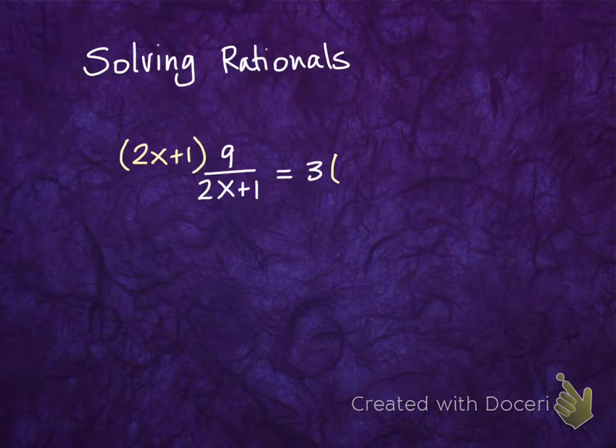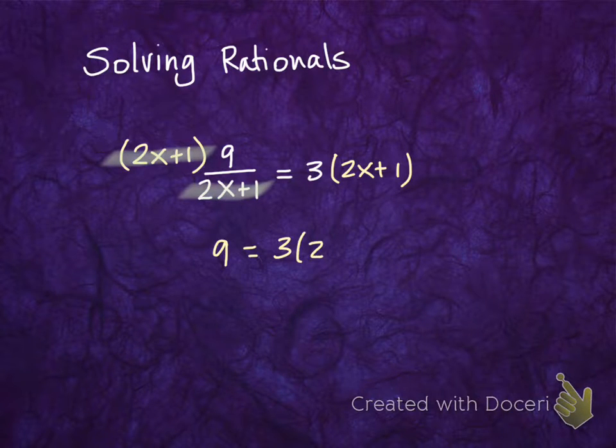And if there were more terms, so here we just have one term on the left of the equal sign and one term on the right. If there were more, like 2 on the left and 1 on the right or whatever, we would multiply by everything. Okay. So when we do that, this cancels, because that was why we multiplied in the first place. So now we have 9 equals 3 times 2x plus 1.